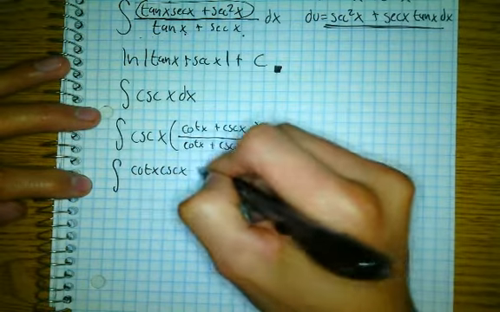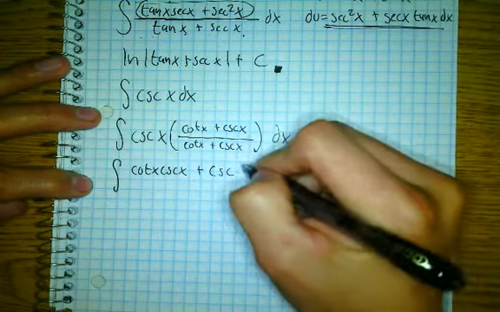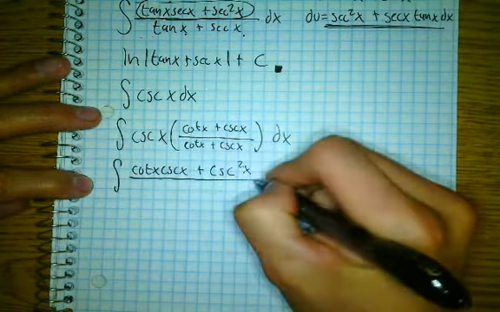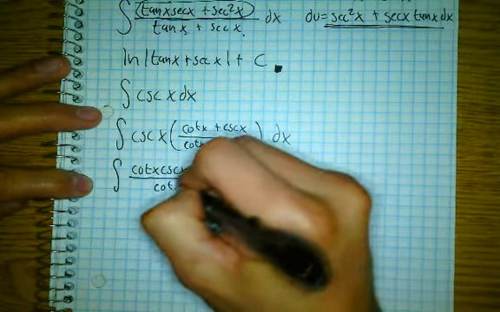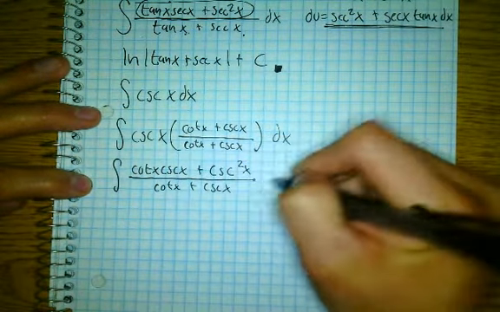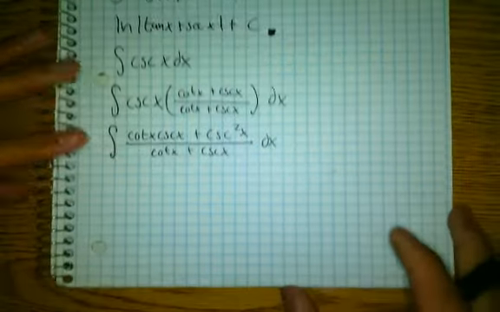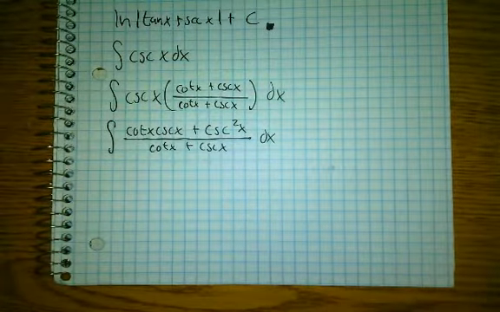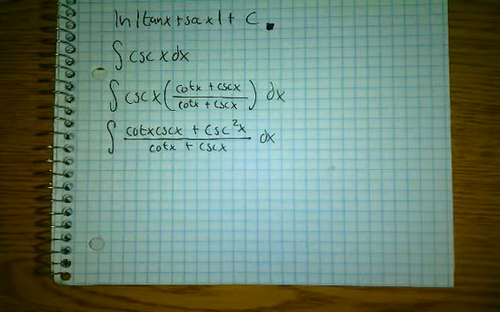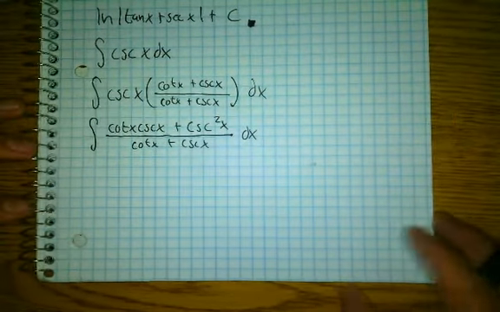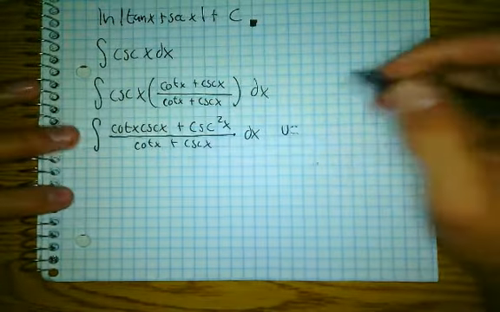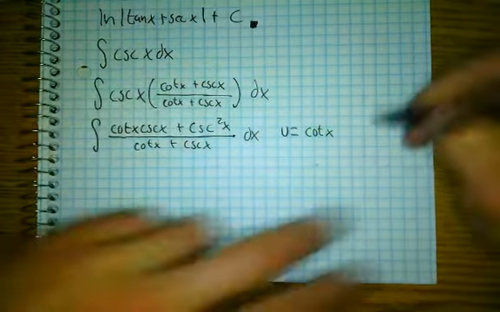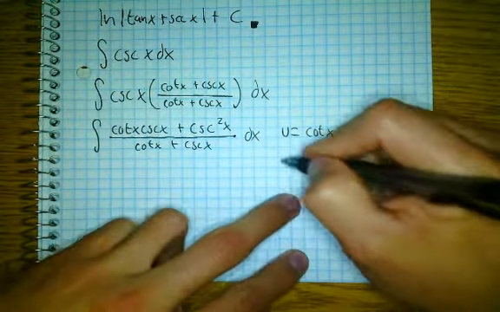Cotangent x cosecant x plus cosecant squared x over cotangent of x plus cosecant of x dx. Now, when I see that, I notice that it's almost what I need. If you don't see what I'm talking about, let u be the denominator, cotangent x plus cosecant of x.